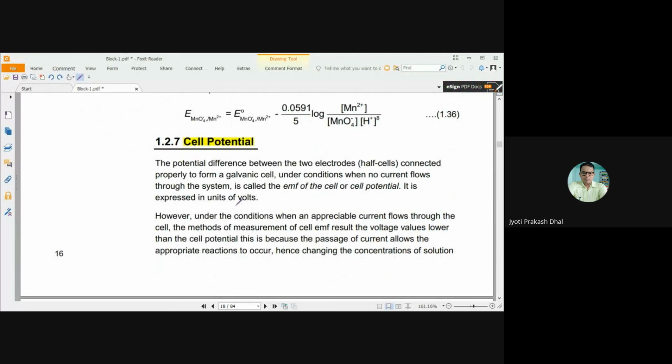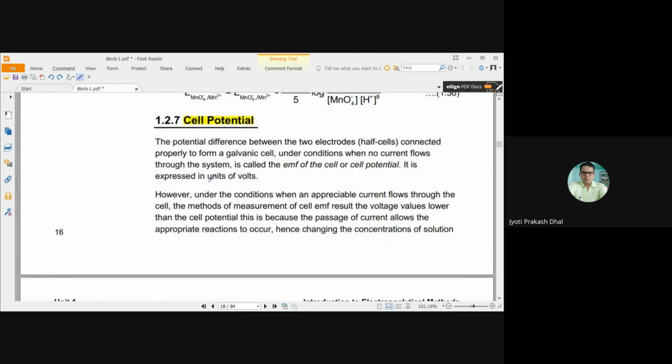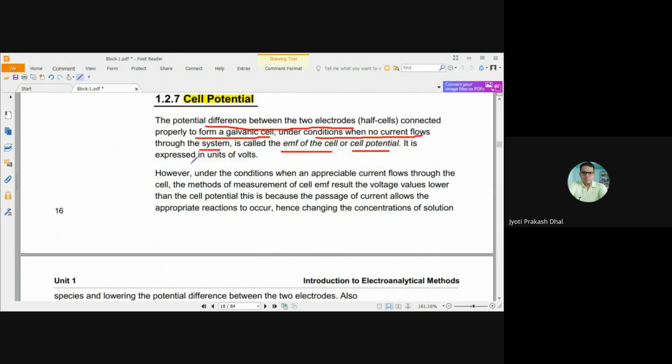So here we will discuss the cell potential. The potential difference between the two electrodes, that means between the two half cells connected properly to form a galvanic cell under the condition where no current flows through the system, is called the EMF of the cell or cell potential. It is expressed in the unit of volt.